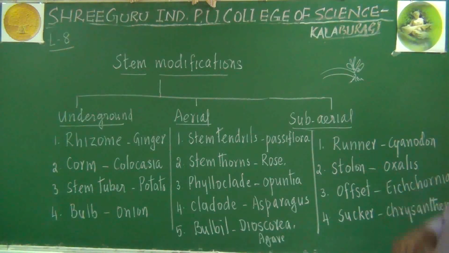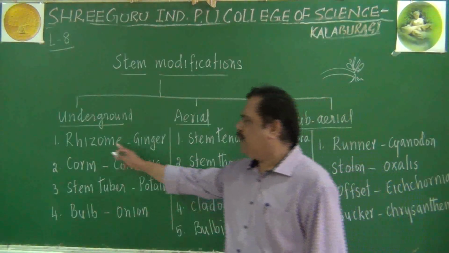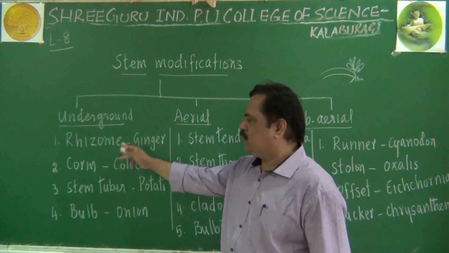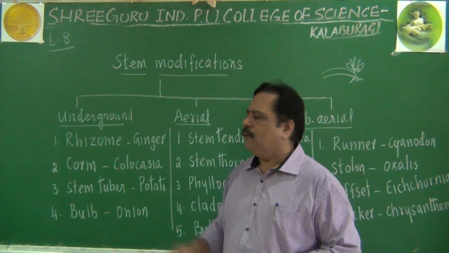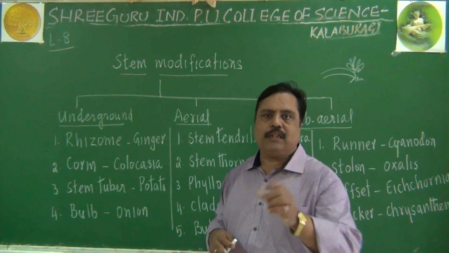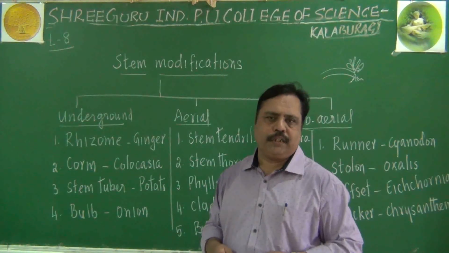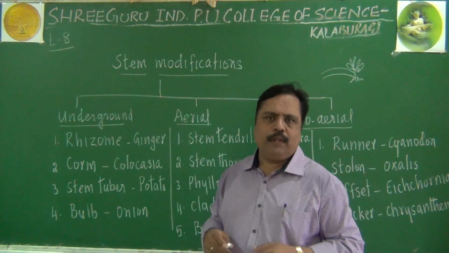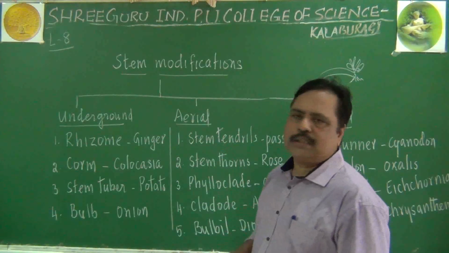Many examples are given in your textbook. They have given ginger, colocasia, potato, everything, but they did not mention the modification name. But try to understand these names also: rhizome, corm, stem tuber, bulb and all. You will not find them in your textbook, but it can be asked in NEET exam and competitive exams as match the following. On one side they will give the scientific name of the modification, on another side they will give the examples in a jumbled manner. You have to match the things correctly. So remember, it is the summary of stem modification.